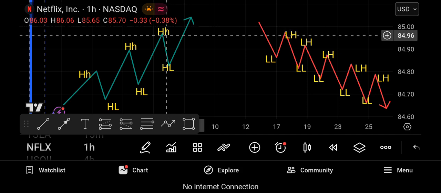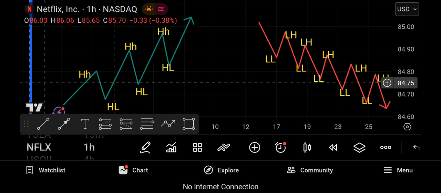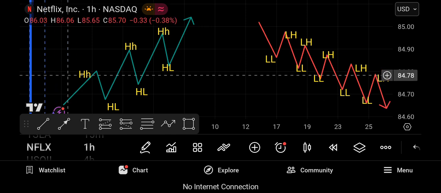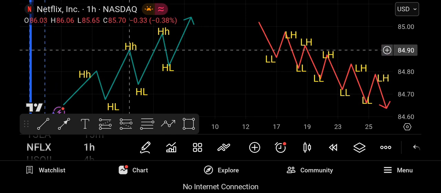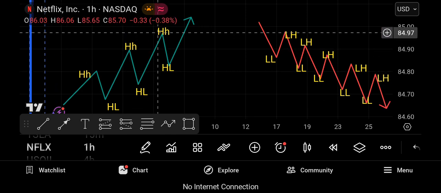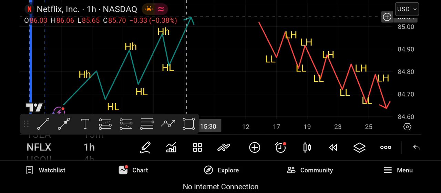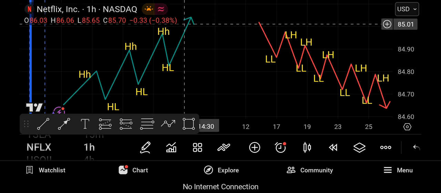You start to look for a buying opportunity because of what? This high is higher than the previous high. This high is higher than the previous high. This high is higher than the previous high. That means the overall trend direction is now an uptrend.